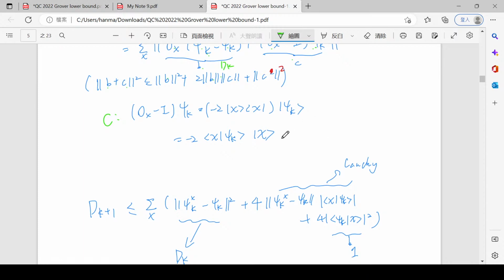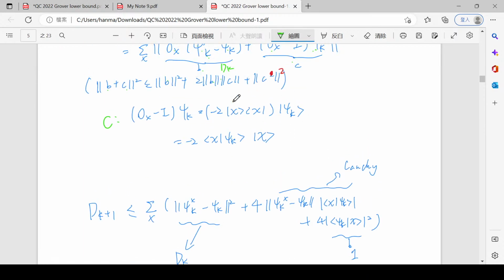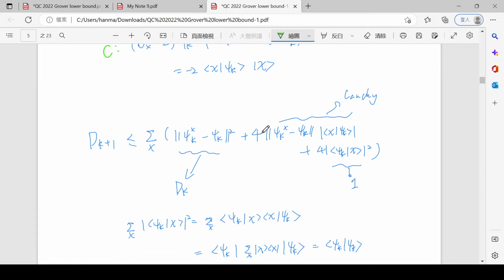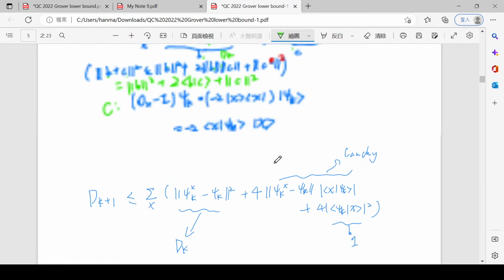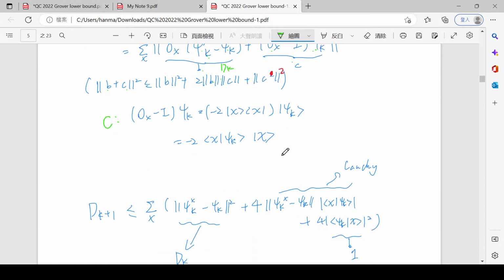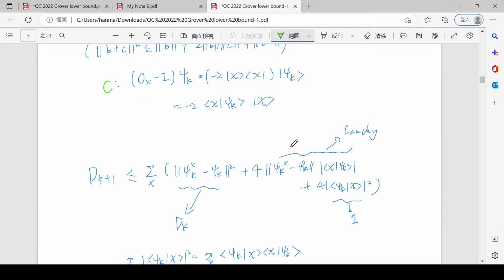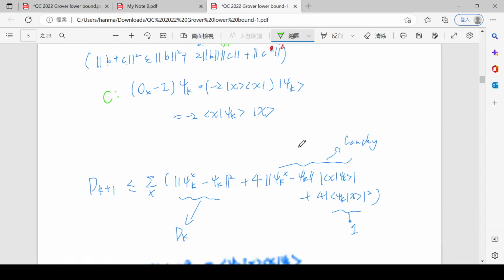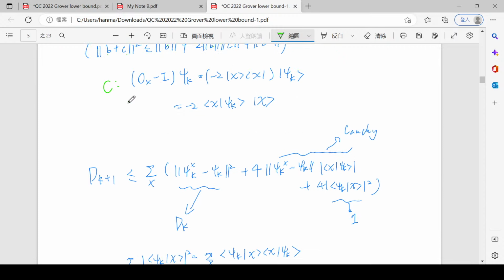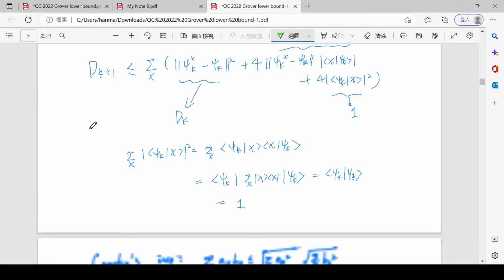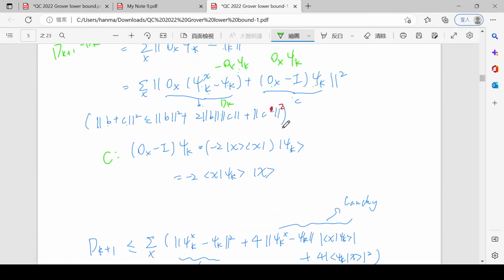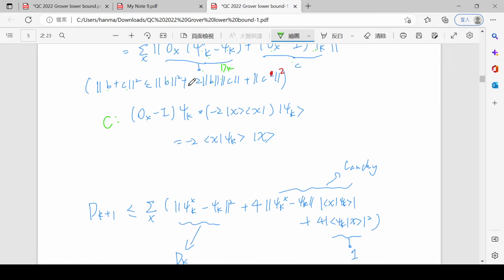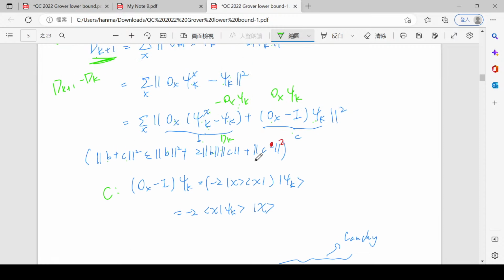Then it's minus 2, then the inner product of X and psi k. Okay, I'm skipping a few steps here. But anyway, so C is like this. Then we are from here.